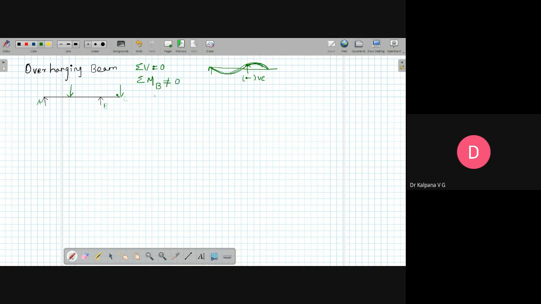So how to find the support reactions? Either we can use this equation, sigma MA equal to 0, or, as I told, at the free end there is no restriction. Rotation is also permitted, so there is no resisting moment. So sigma MC equal to 0. We can use only sigma MA or sigma MC equal to 0, not the middle support.